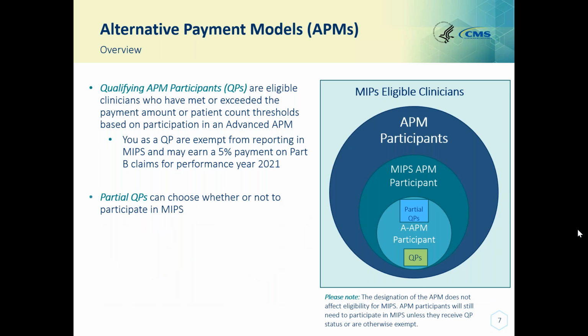Another way of visualizing who we're talking about here is, again, most clinicians start out as MIPS eligible clinicians. And then in this Venn diagram, you have APM participants generally, and then within that group, you have MIPS APM participants, meaning that you're in an APM that will earn you certain incentives and perhaps credits under the MIPS track of QPP. And then within those, all advanced APMs are MIPS APMs, but within the advanced APM participant pool, that's where we will find our QPs and our partial QPs. But again, being in an advanced APM does not necessarily mean that you will be a QP. You have to get over that QP threshold, which we will talk about some more in a moment. And for those of you who do earn QP status, you would be excluded from MIPS, and you would be eligible for a 5% incentive payment on Part B claims for performance year 2021 and 2022.